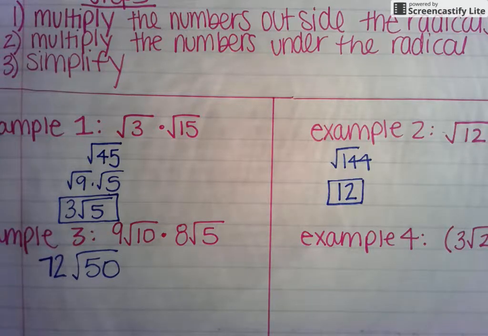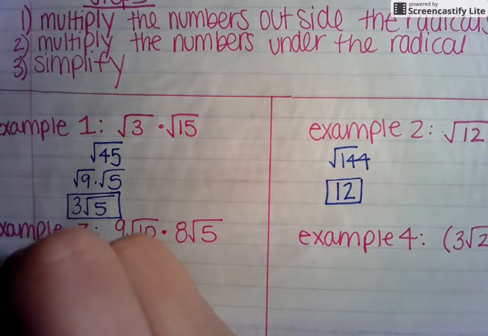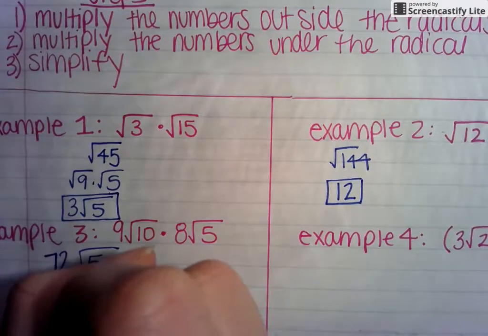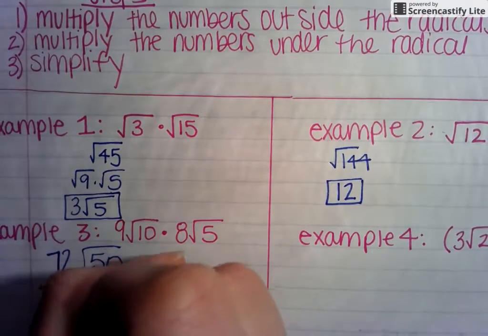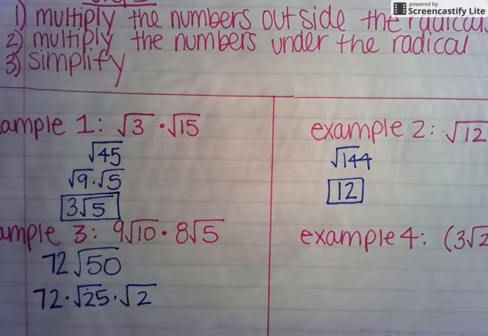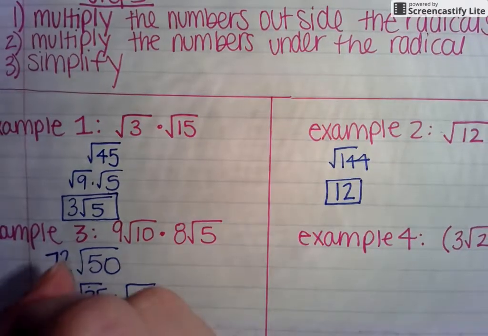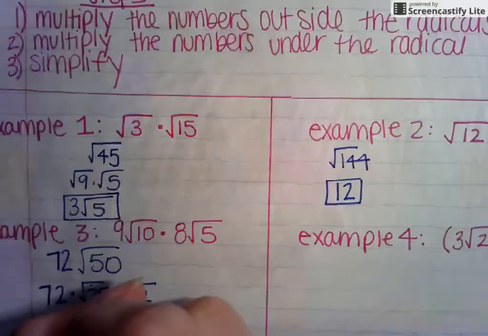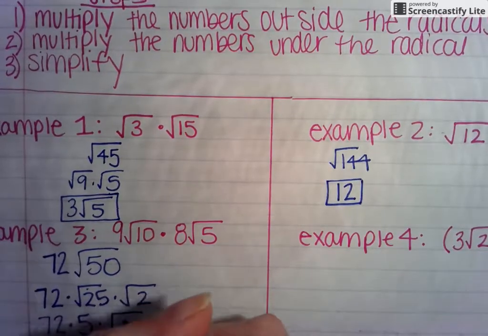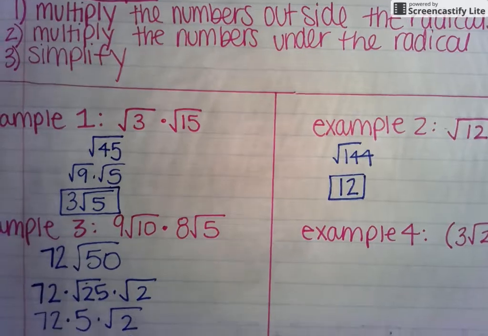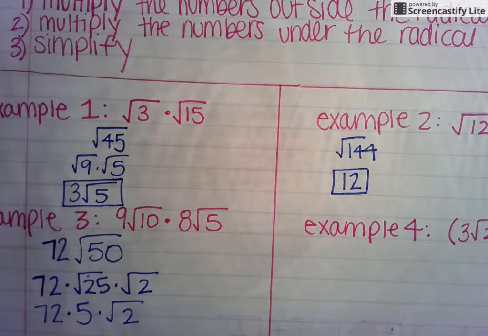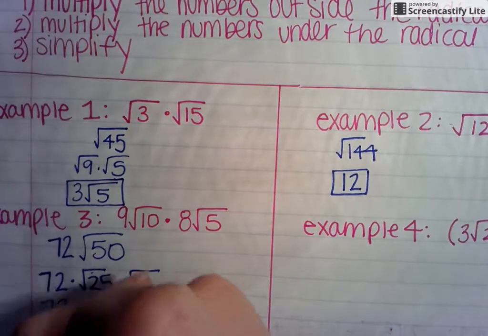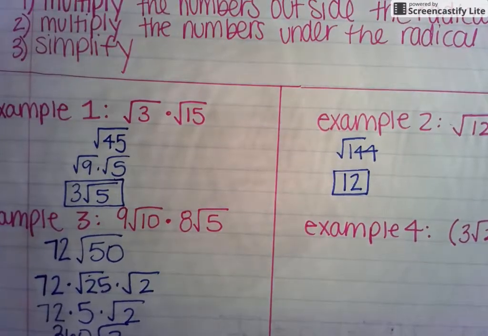And I can, because I know that for 50, I can take out a perfect square value of 25. So I'm going to do 72 times the square root of 25 times the square root of 2. The square root of 25 is 5, so I have 72 times 5 times the square root of 2, which is 360 times the square root of 2.